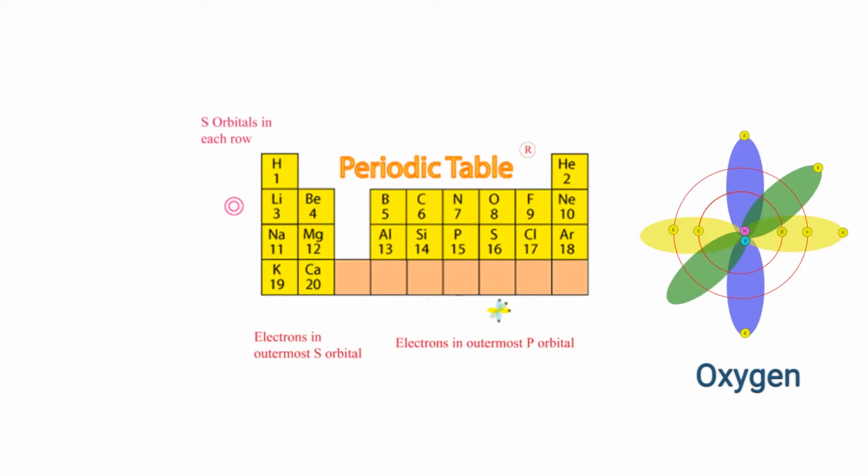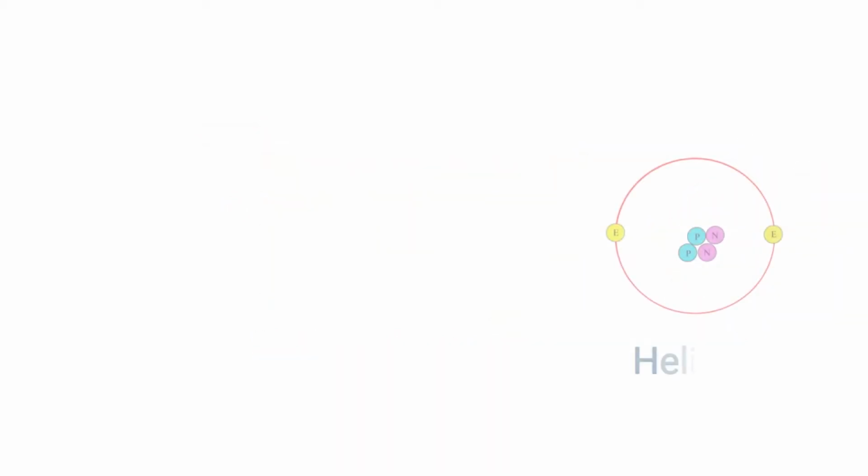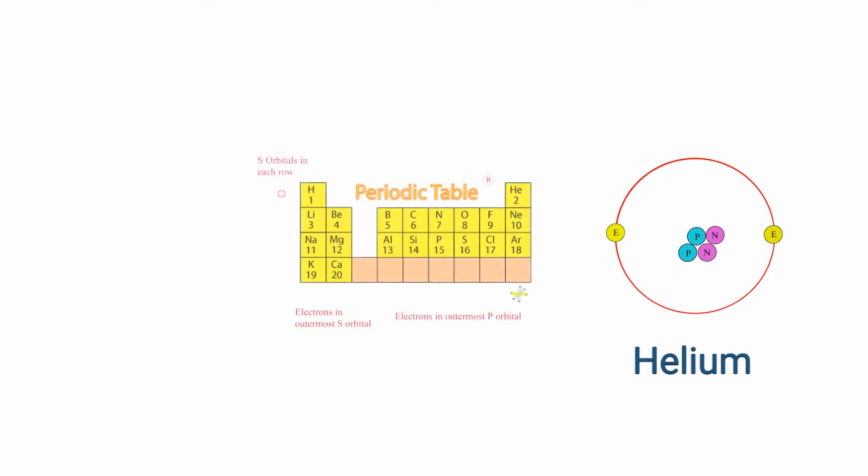There is one exception. Helium has an outermost s orbital with two electrons, but it is not in the second column. That is because it is a noble gas, and that is why it is in the column with neon and argon. They are also noble gases.